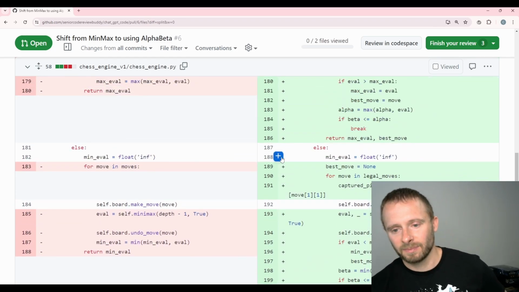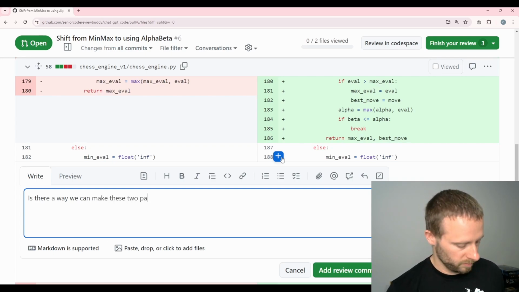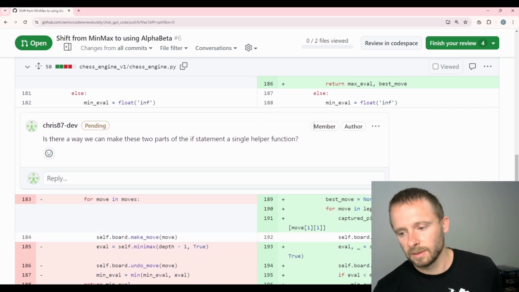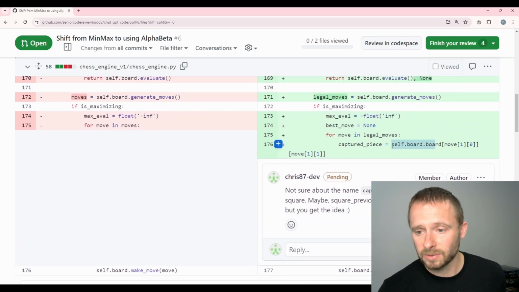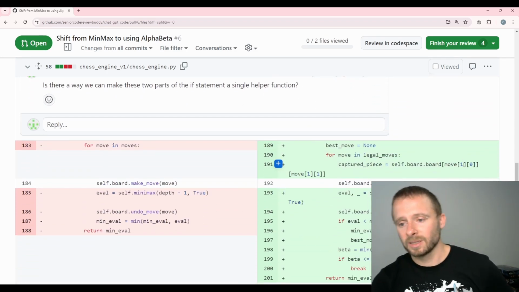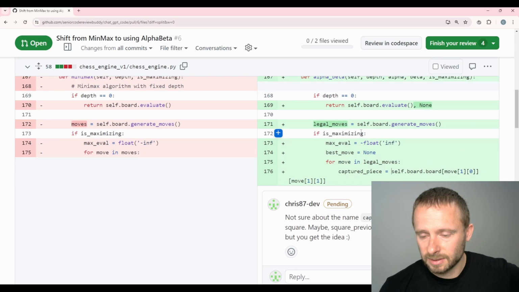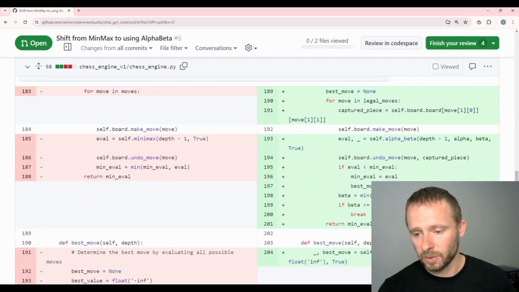Makes me wonder, is there a way we can make these two parts a single function? Because I had run into an issue when I was trying to fix the capture piece line: I changed it in one spot and then crashed in the other one because it's doing the same code. Or maybe even you just... No, because you need that. It feels like there should be a way to pull out more of the common code there.